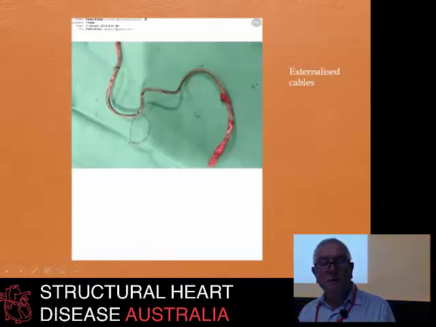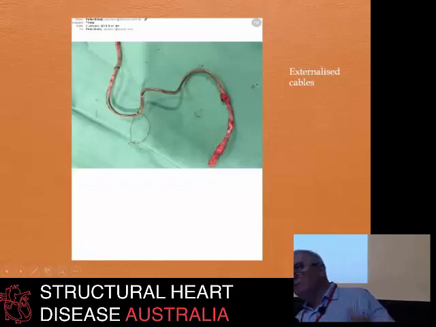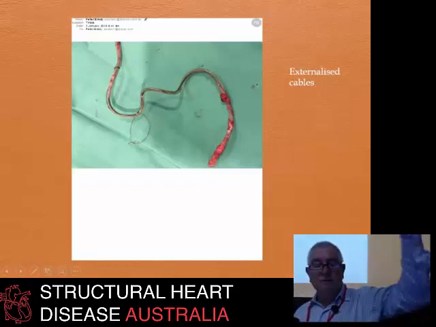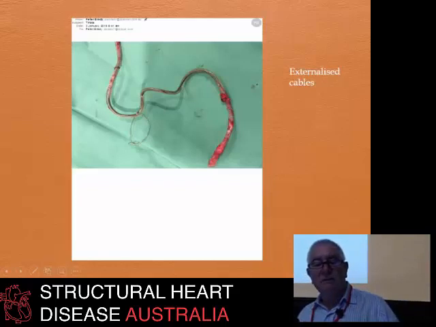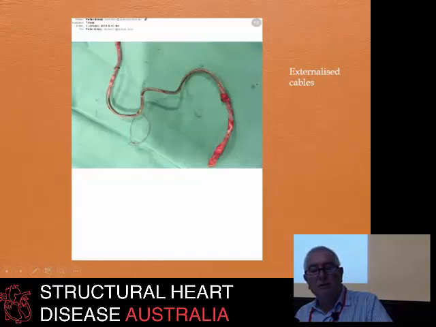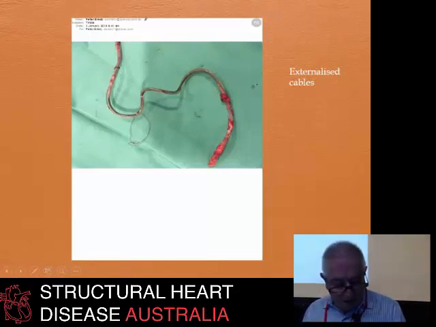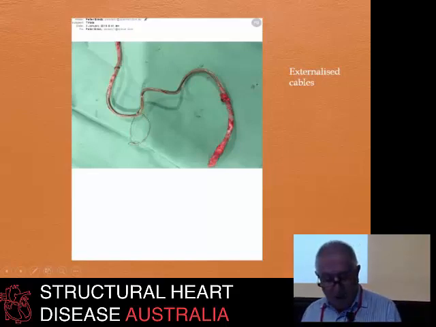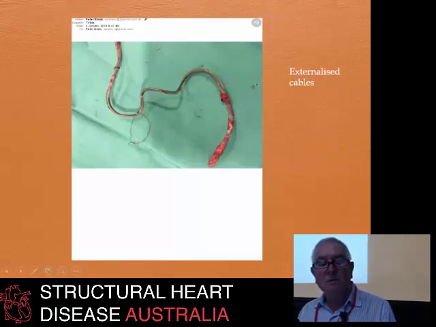This is what one of the recalled leads looks like. So this is externalisation of the cables. That can result either because the cables have worked their way from outside in, or sometimes it's due to erosion from inside out. But at the end of the day, you get the cables of the lead, which are supposed to be inside the lead, hanging on the outside. Now, it's not an absolute indication for extraction straight away, but over time, a lot of these will start to show problems such as noise, which may cause inappropriate defibrillation or failure to pace, and they need to come out.